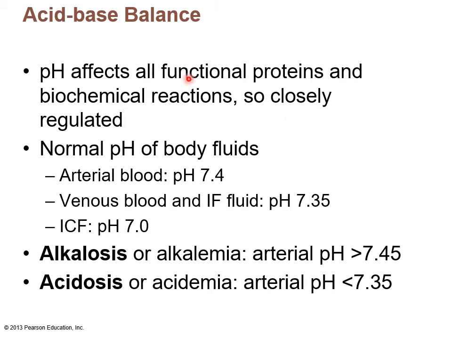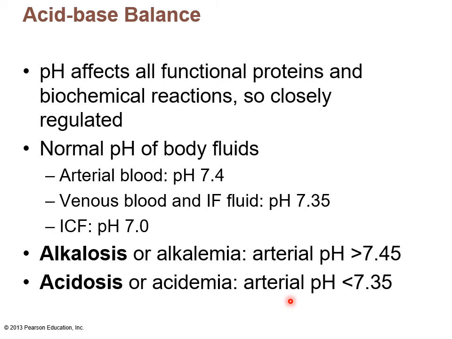pH affects all functional proteins and biochemical reactions and is very closely regulated. Normal pH of body fluids: arterial blood, the mean is 7.4, but the range is 7.35 to 7.45. Venous blood and interstitial fluid, 7.35, and intracellular fluid is 7.0. But what we're going to be talking about is the acid-base balance that occurs in the blood. And the range is 7.35 to 7.45.